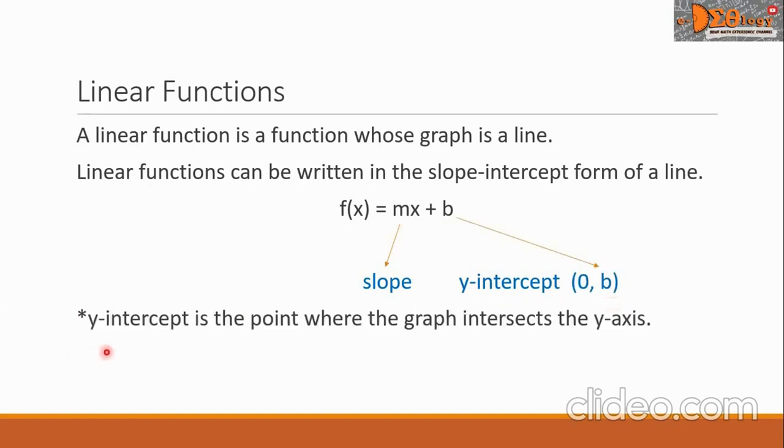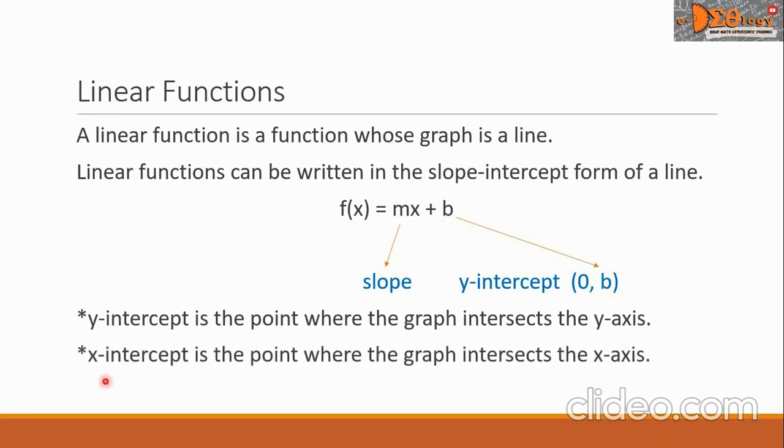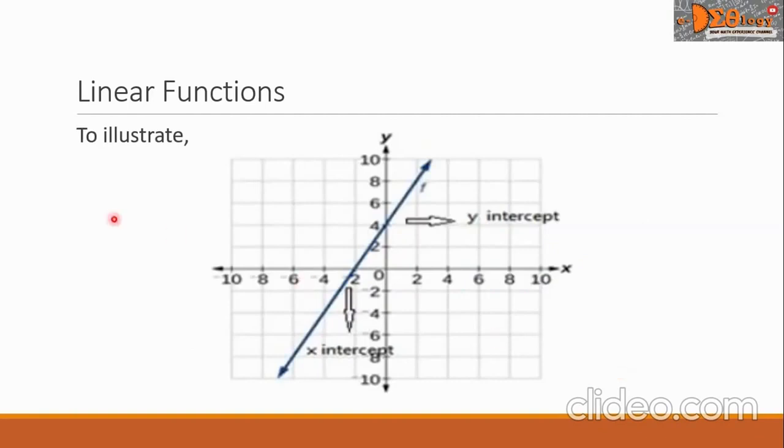As defined, the y-intercept is the point where the graph intersects the y-axis. Also, there is the x-intercept, and that is the point where the graph intersects the x-axis. To illustrate, we have here a line, and with respect to the rectangular coordinate system, this point here is the y-intercept, while this point is the x-intercept.